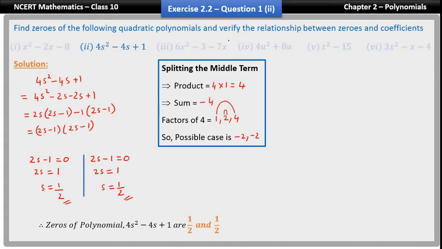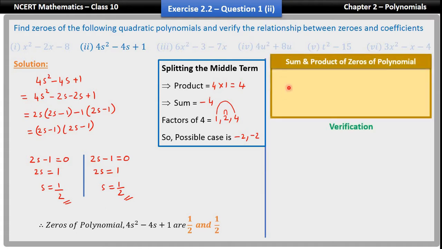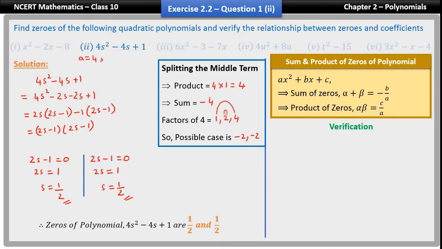Now let's look at the second part of the problem, that is, verify the relationship between zeros and coefficients. Now you know the concept. In ax square plus bx plus c, the sum of the zeros alpha plus beta is given by minus b by a, where a, b, c are the coefficients of x square, x and the constant term. And the product of the zeros is given by c by a. These are the formulas which you must remember. For our polynomial, a is 4, b is minus 4, and c is 1.